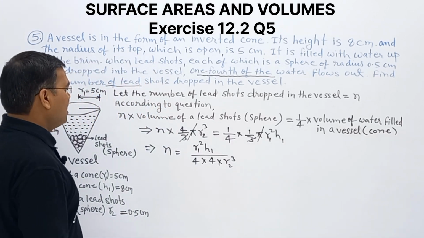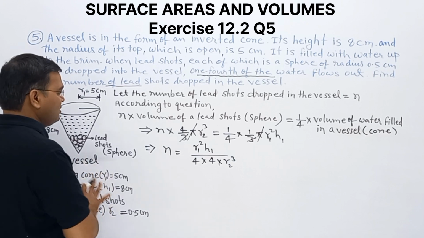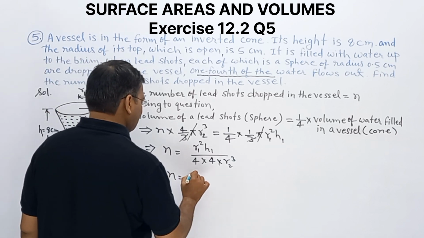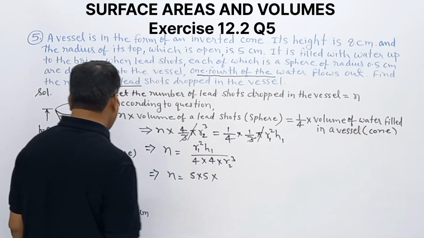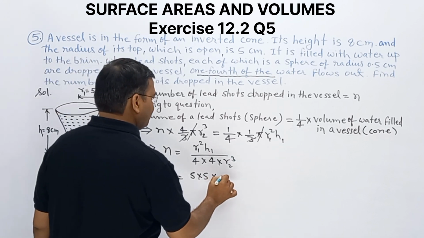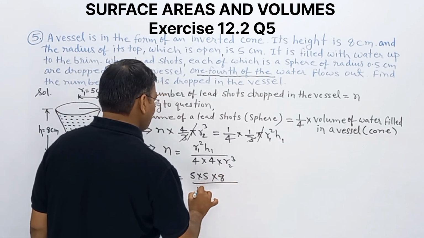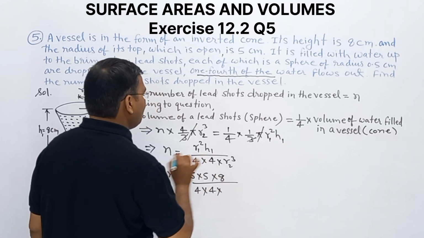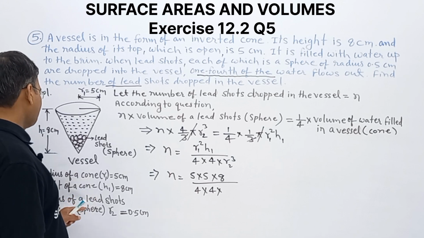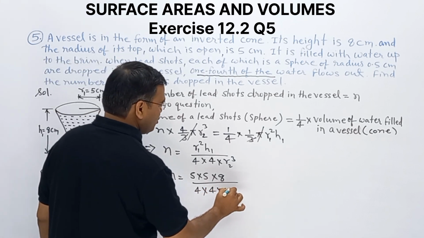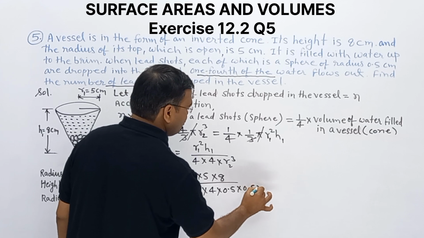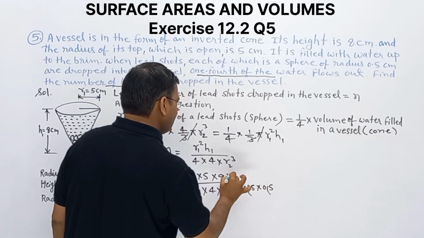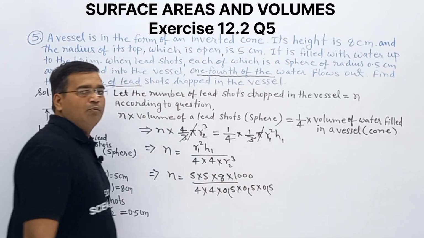Now put the values. R1, H1 and R2 we have in the question. So n equals r1, which is 5 centimeter, 5 into 5, and H1 is 8, divided by 4 into 4 into R2 cube. R2 cube: R2 is 0.5, so 0.5 into 0.5 into 0.5. Remove these decimal points, then we get 1000 in the numerator.